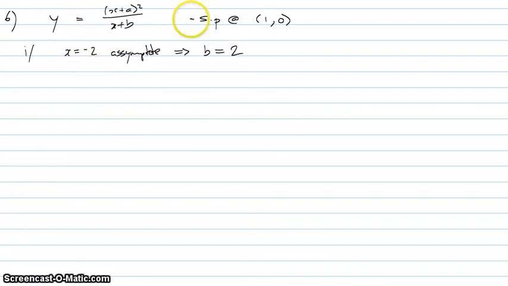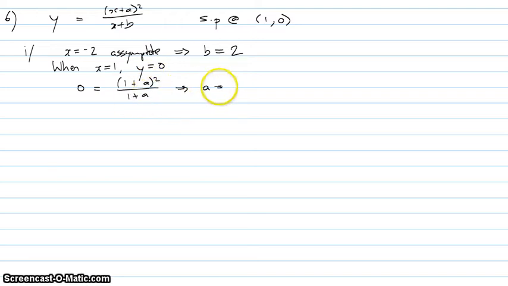To find out the value for a, I just substitute in this value. So when x equals 1, y equals 0. So 0 is equal to (1 plus a) squared over (1 plus b), and that straight away gives us that a equals negative 1. So we've got a equals negative 1, b equals 2. That's our answer for part 1.